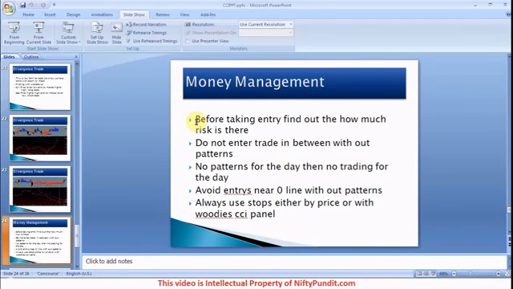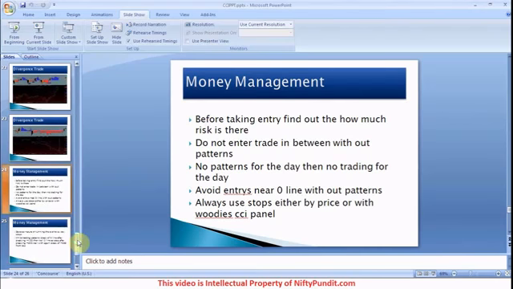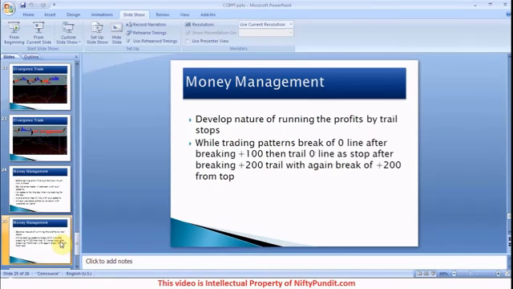Without patterns, the zero line means it is a sideways market and it is going to be a whipsaw, and it will take out all the stop losses. Whenever you are entering a trade, you have to use a stop loss, as that alone saves the money. You can use stops on the CCI panel itself rather than on price. Develop a nature of running the profits by trailing. That means you have to run your profits with discipline.